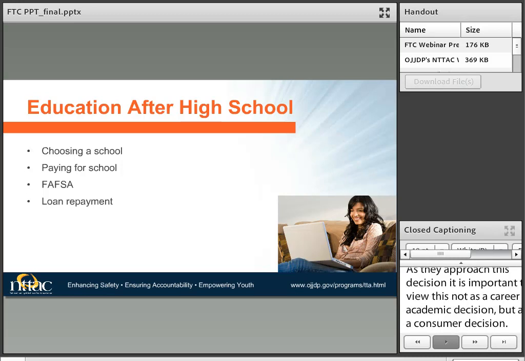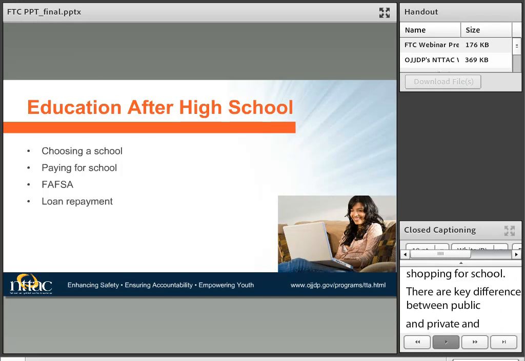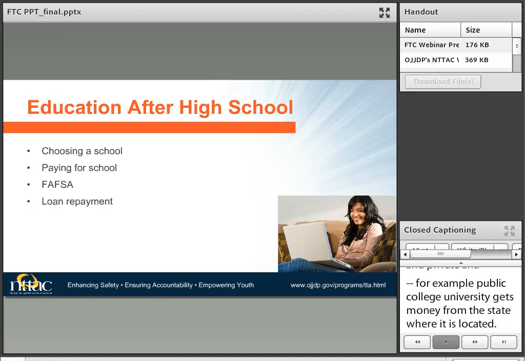For example, a public college or university gets money from the state where it's located, and it may be cheaper if you live in that state. It may also have more choices for what you can major in or have bigger classes, whereas a private school doesn't get money from the state and may cost more and may have fewer choices for what you can major in.